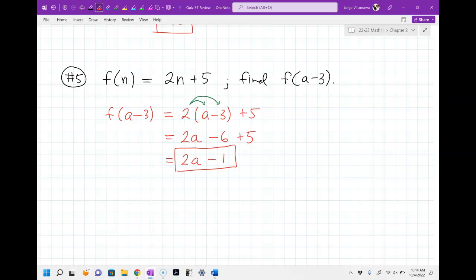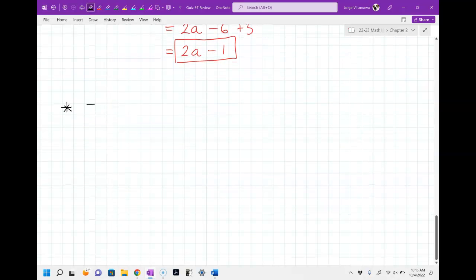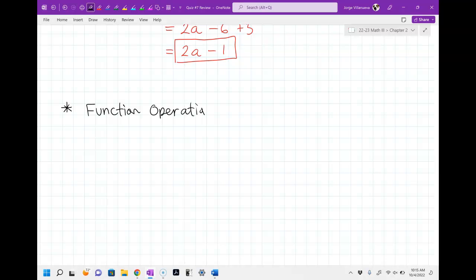So those are the top 4 problems. The bottom 6 problems, the last 6 problems, are the ones that we learned yesterday. Okay? The function operations, the adding, the subtracting, the multiplying. Okay? So this is going to be function operations.